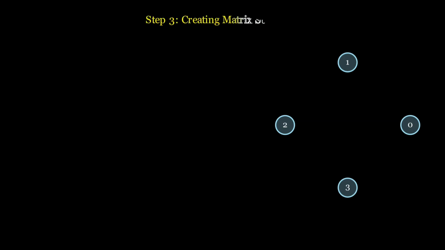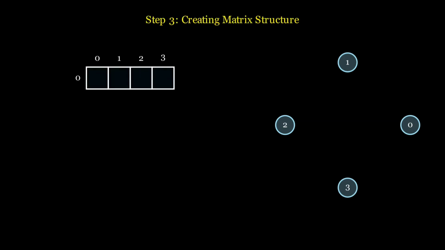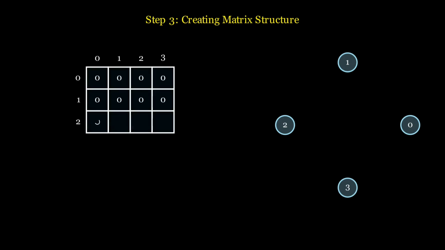Now let's create the nodes of our graph. Each node is represented by a circle with a label inside. As we add each node, we will also prepare the adjacency matrix structure in the background. The matrix is initialized with zeros, indicating no edge between the nodes. The rows and columns are labeled from 0 to 3, corresponding to our nodes. As we add the edges, we will update the matrix to reflect the connections.